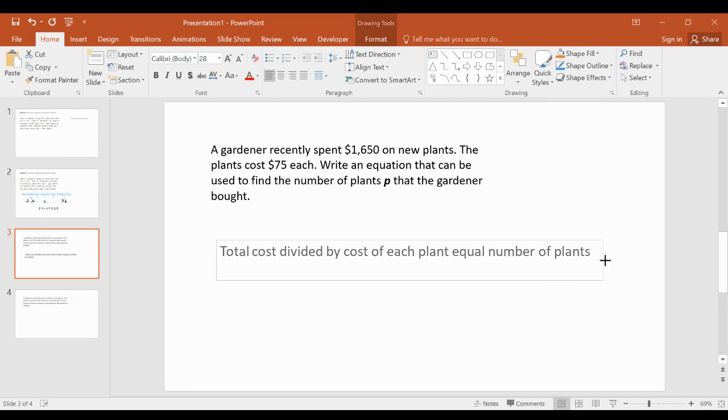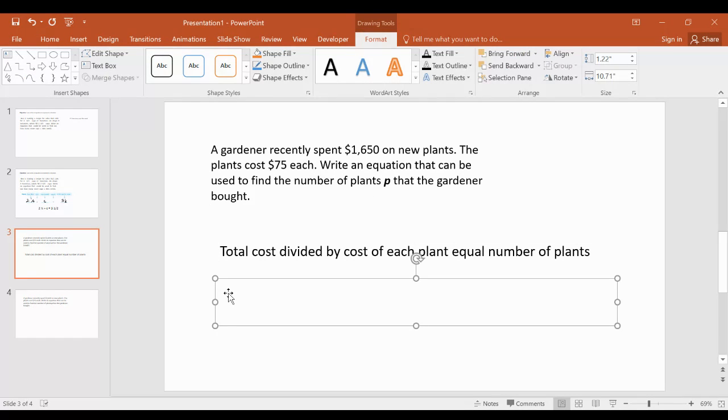All right, so let's plug in here to see what's going on. My total cost, if I go back into the word problem, I can pull out my total cost. My total cost was $1,650. Okay.